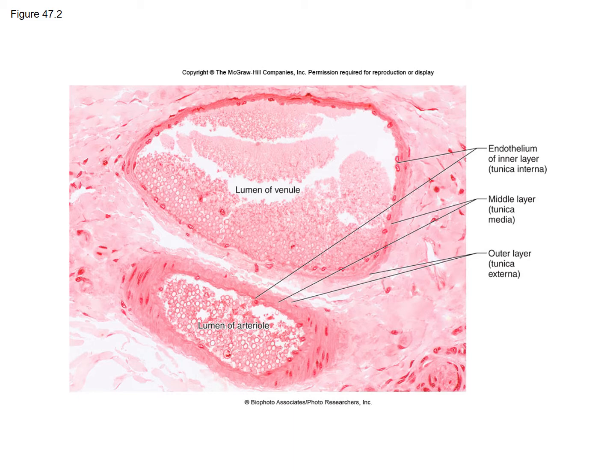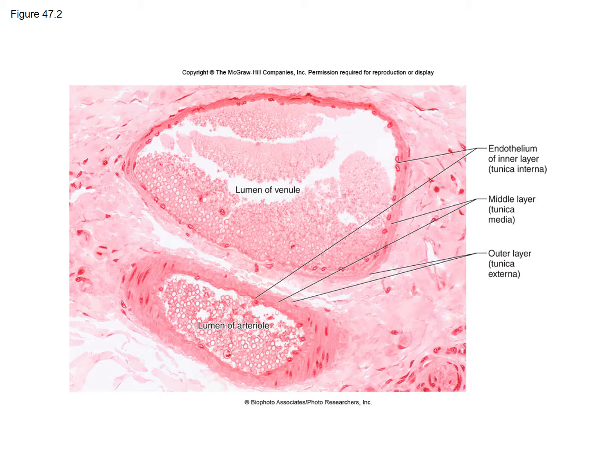This is actually the slides that you're supposed to see when you have your macroscope. You have the endothelium of the inner layer, which is part of the tunica interna, the lumen of the venule, and this is the lumen of the arteriole. Venule is the smallest branch of veins. Arteriole is the smallest branch of the artery.